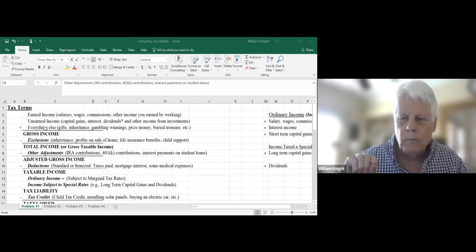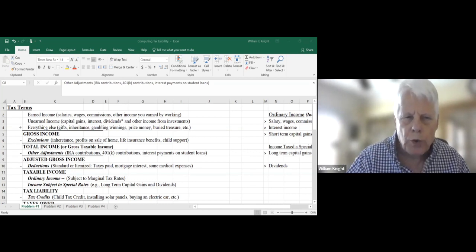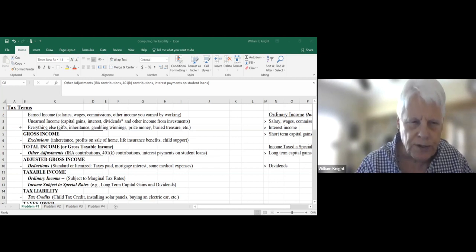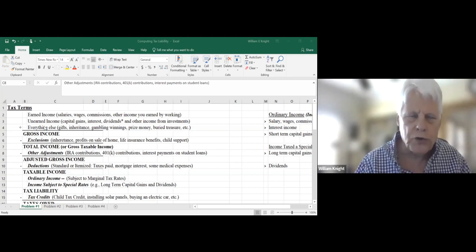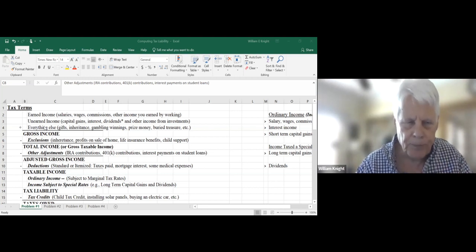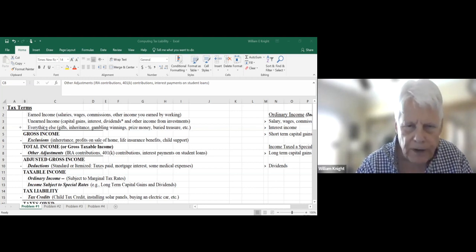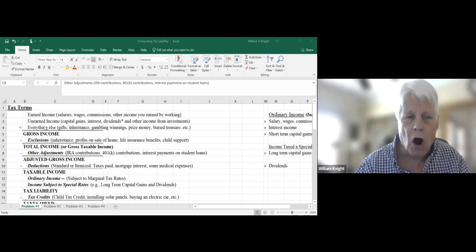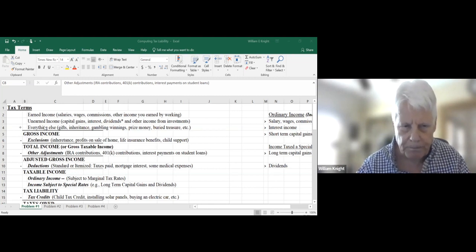Now, from gross income, you would subtract exclusions in order to get gross taxable income. Exclusions include inheritance, profits from the sale of a home, life insurance benefits, child support payments that you received. All of these are exclusions, and you would subtract those from gross income to get your gross taxable income.